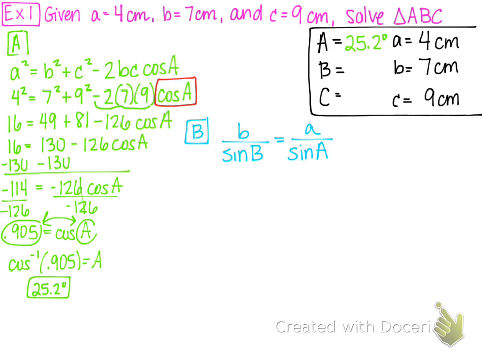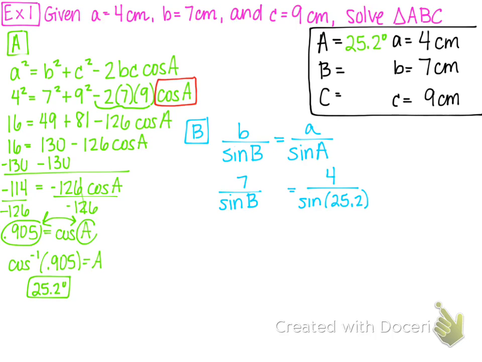Okay, so now we're ready to plug in. Little b's what we're missing, so we have 7 over sine of big B, and that's equal to little a, which is 4 over sine of big A, and big A is, oh, oops, messed up plugging in here. That should be B. Jump the gun. Big A is 25.2. Sorry.